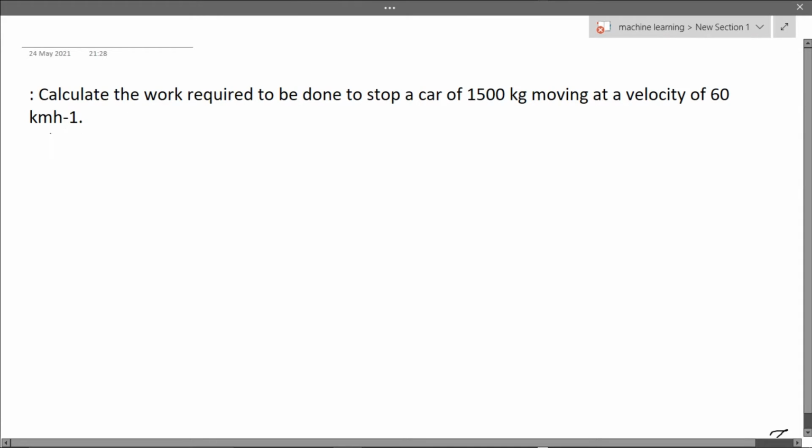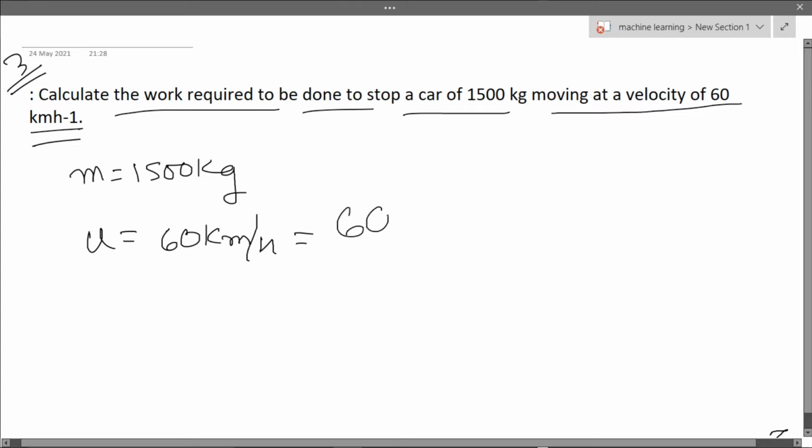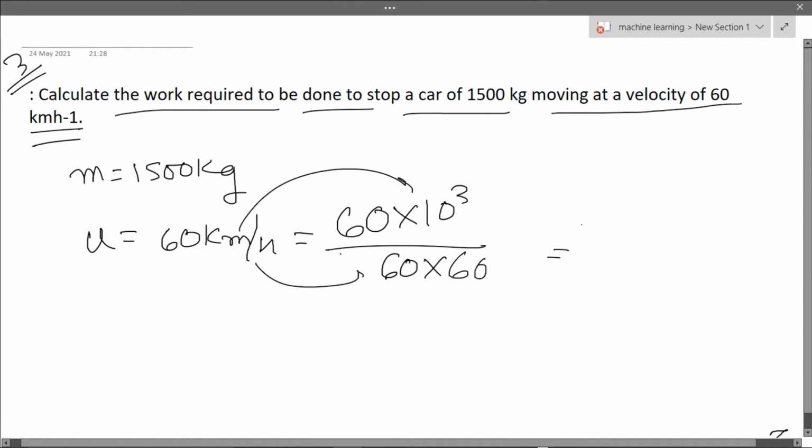Move on to the next question. Calculate the work required to be done to stop a car of 1500 kg moving at a velocity of 60 km per hour. Here the mass m is 1500 kg and the velocity is 60 km per hour. We have to convert it to meter per second. So 60 into 10 to the power 3 for km to meter, and hour to second, 60 into 60, is equal to 16.67 meter per second.